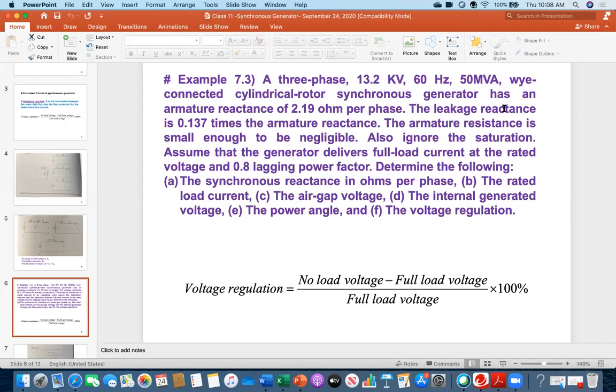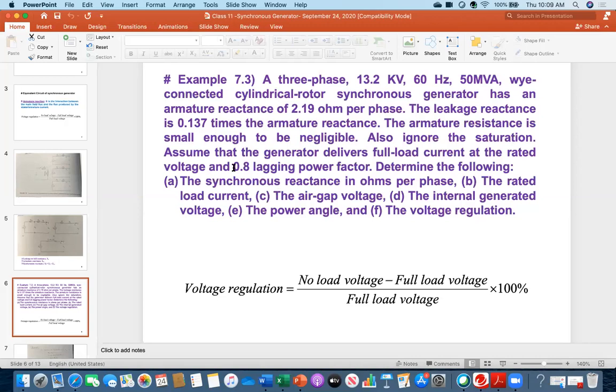Now, the armature reactance is given as 2.19. The leakage reactance is 0.137 times the armature reactance. The armature resistance is small enough to be negligible. So the problem is saying that the RA value, the armature resistance value, is negligible, so assume this is 0. That is the meaning. But again, there can be any value in another problem. Also ignore the saturation. This means just consider the ideal case.